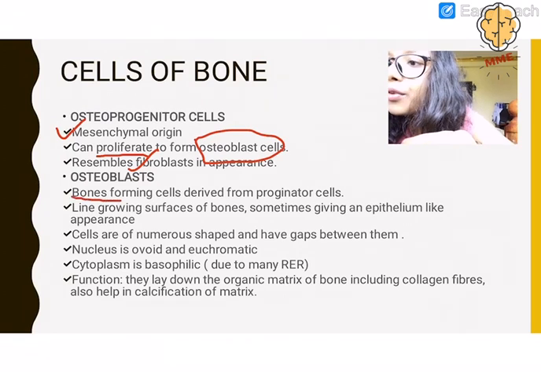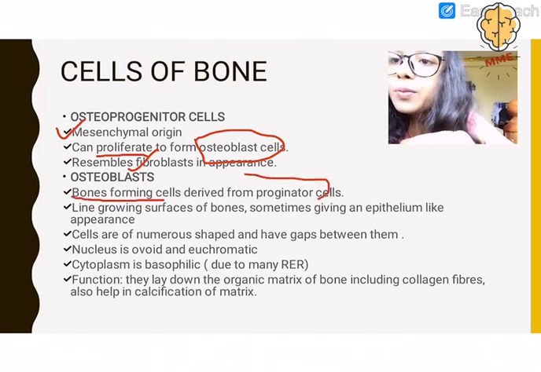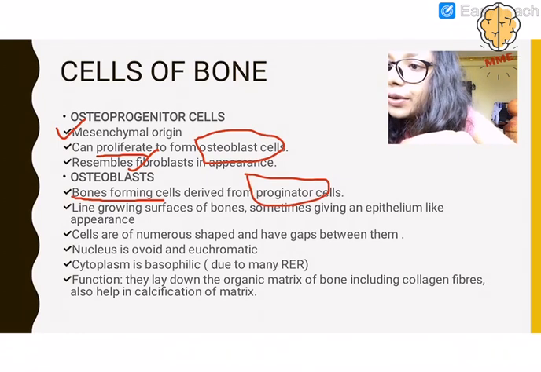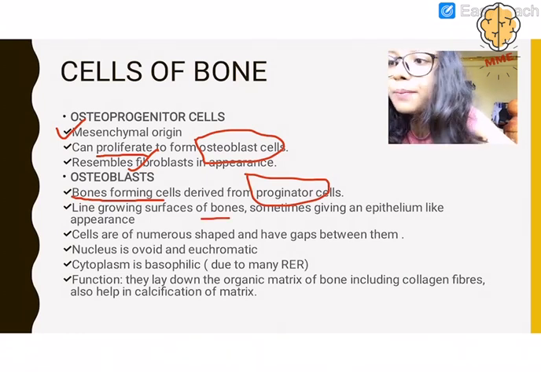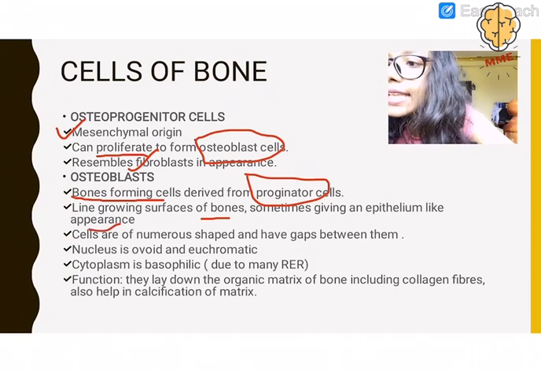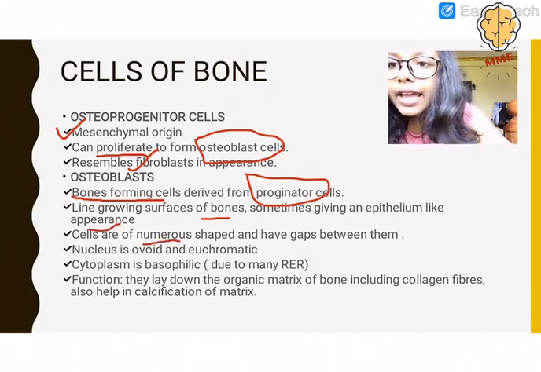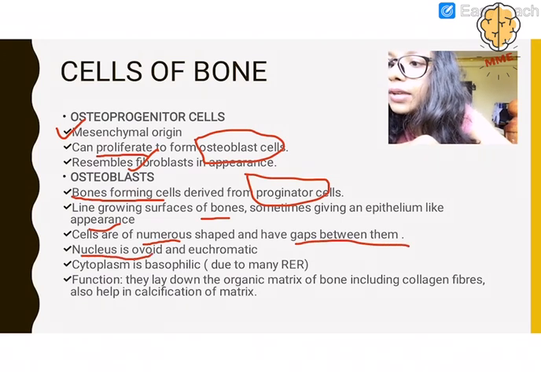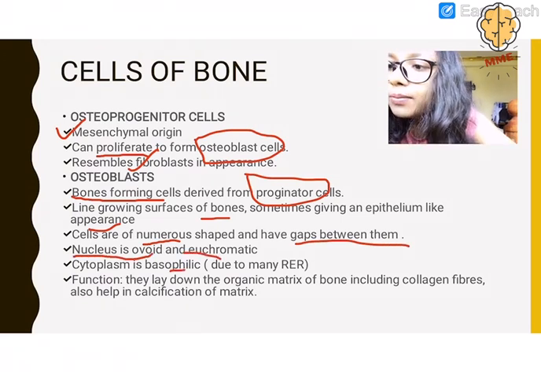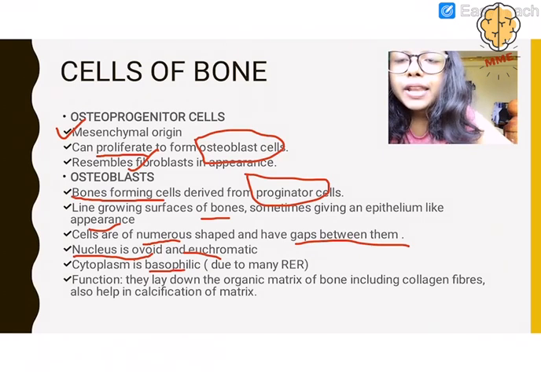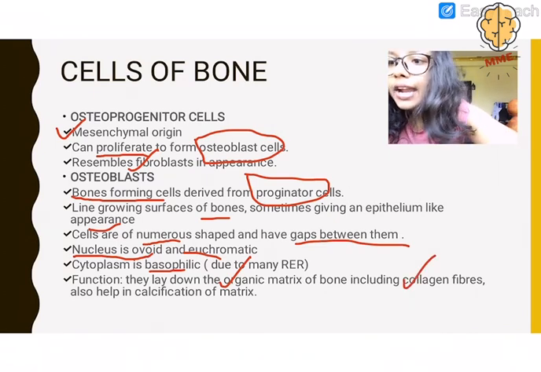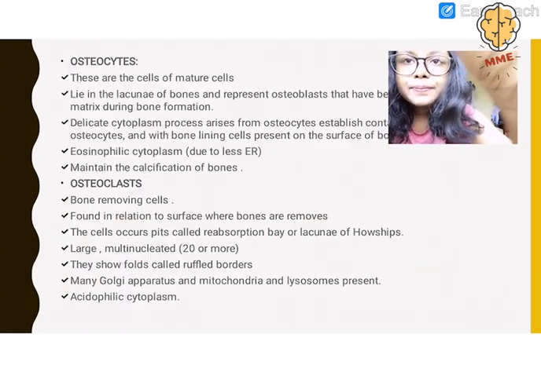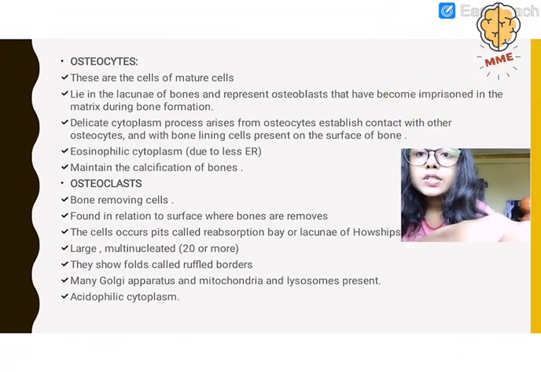Osteoblasts are the main bone forming cells which are derived from the osteoprogenitor cells, and line growing surfaces of the bone, sometimes giving an epithelium like appearance. These cells are cuboidal in shape and have gaps between them. The nucleus is ovoid and euchromatic, and the cytoplasm is very basophilic due to abundant rough endoplasmic reticulum. Their function is to lay down the organic matrix of bone, including the collagen fibers, and calcification of the matrix.